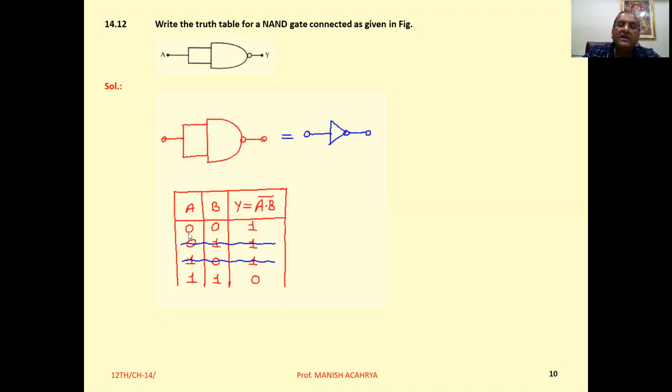So now final truth table, that is input 0, output 1, input 1, output 0. So this is the working of NOT gate. So now we can conclude like this. The short circuited NAND gate behaves as NOT gate. Clear?